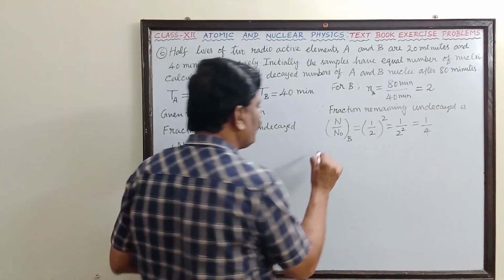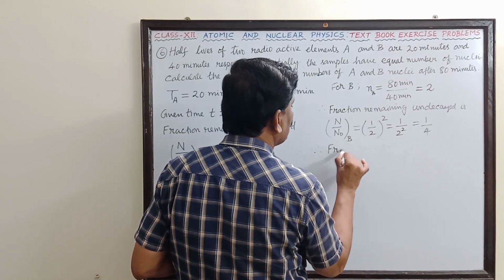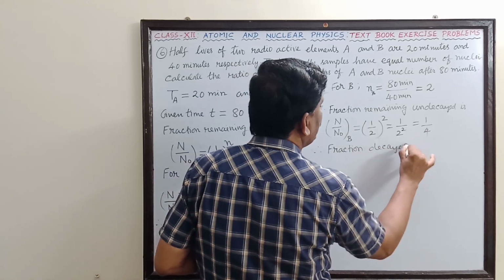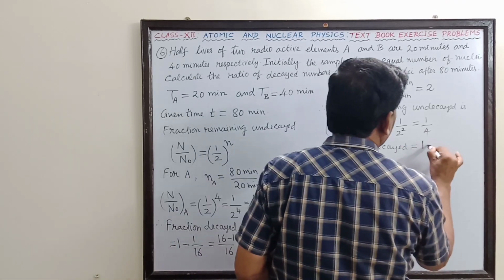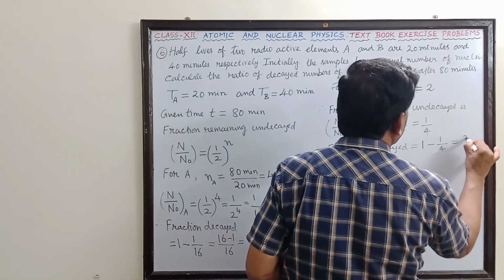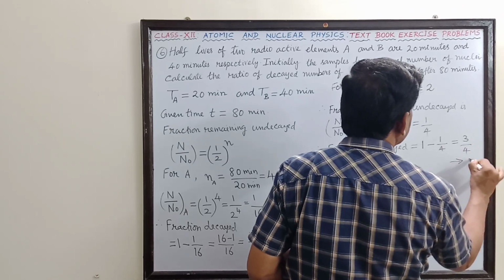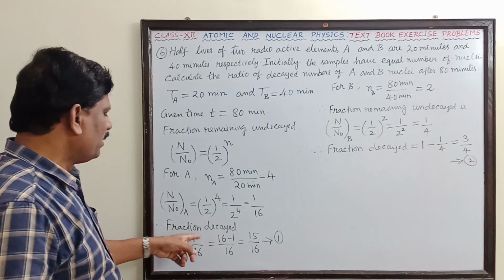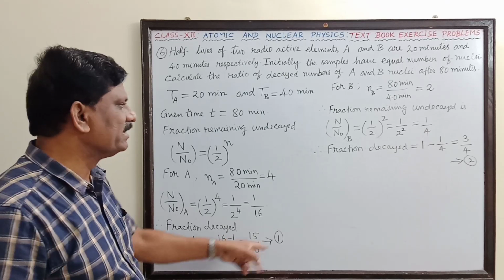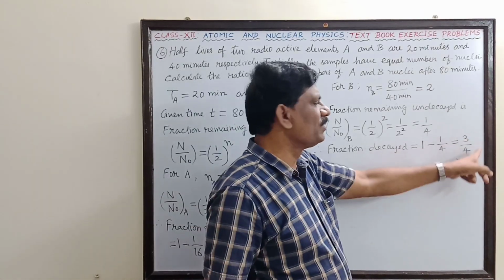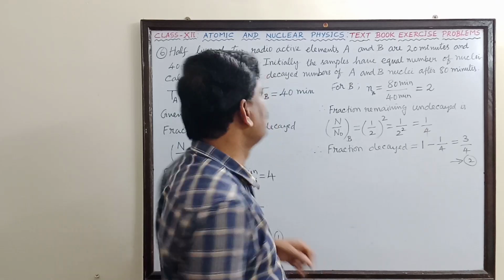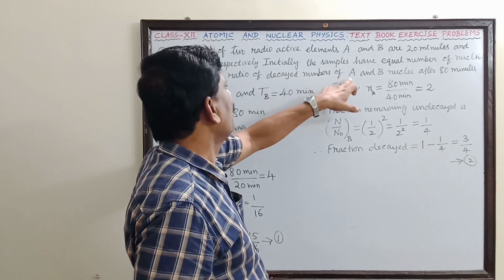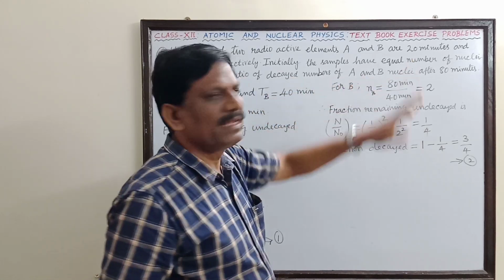How do we find the fraction decayed? The fraction decayed is equal to 1 minus 1 by 4, that is equal to 3 by 4. And this is the required expression 2. So the fraction decayed for the element A is 15 by 16. The fraction decayed for the element B is 3 by 4 only. This ratio only is asked, is it not? What is asked here? Calculate the ratio of decayed numbers of A and B after 80 minutes.